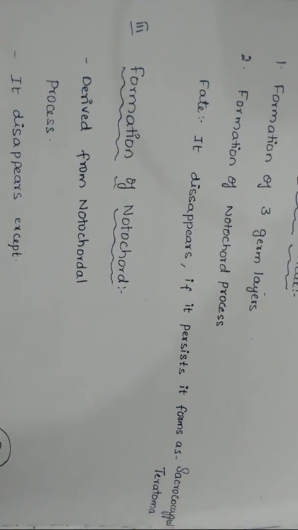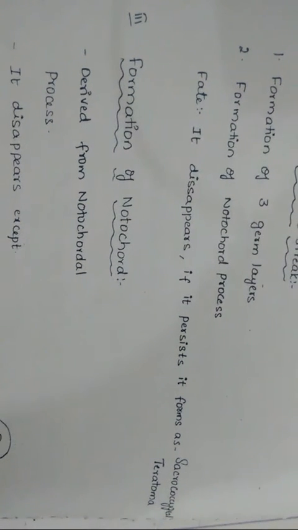So what is the primitive pit? I have already told you that this depression is called the primitive pit. So these are the things you have to understand here. Now let me go with the next point. The next thing you have to understand is, we are speaking about this primitive streak. So what is the function of this primitive streak? The first function is that it forms 3 germ layers, and it forms the notochord process. Fate: it disappears. If it persists, it forms a sacrococcygeal teratoma.